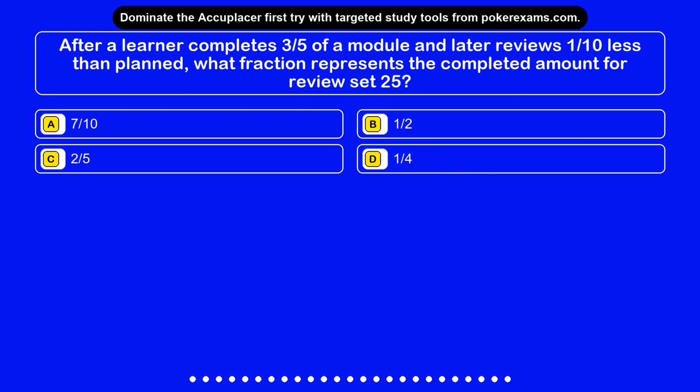Question 2. After a learner completes 3/5 of a module and later reviews 1/10 less than planned, what fraction represents the completed amount for review set 25? Option A, 7/10. Option B, 1/2. Option C, 2/5. Option D, 1/4.